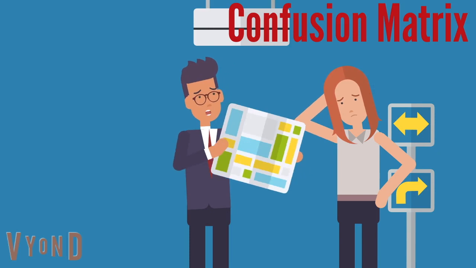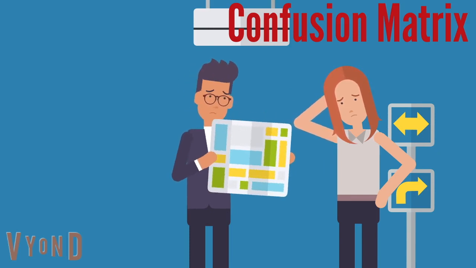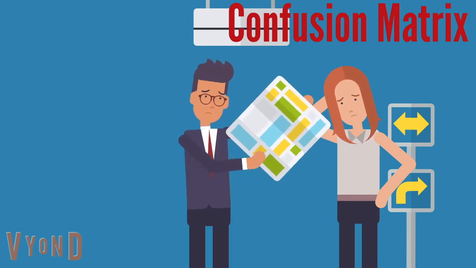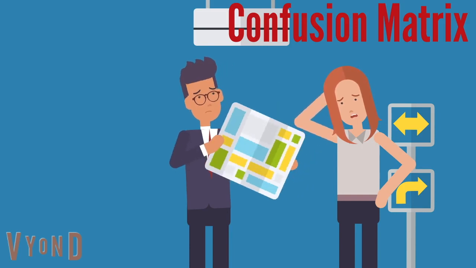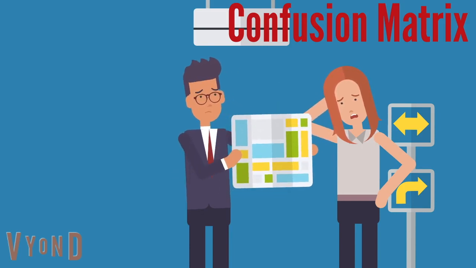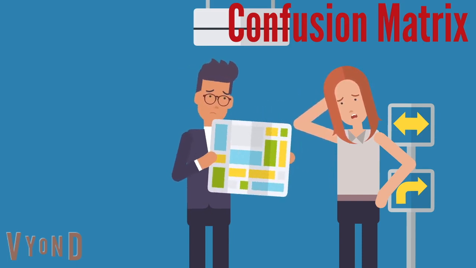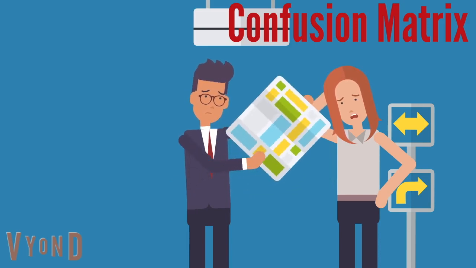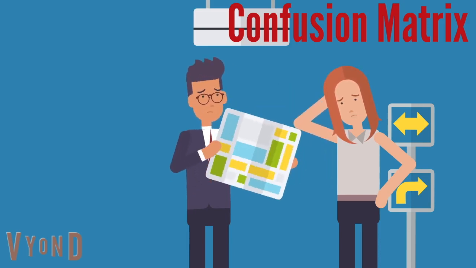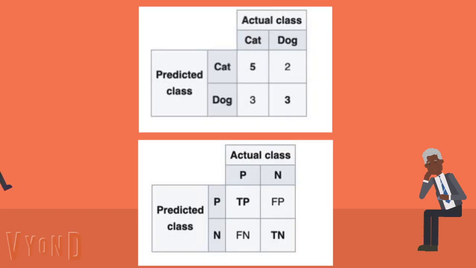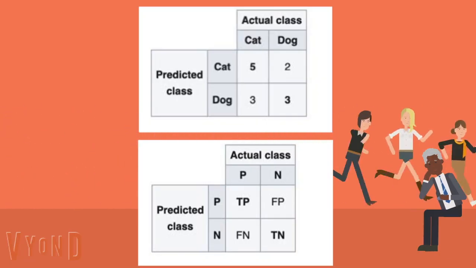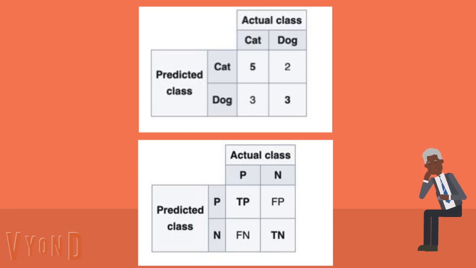Confusion matrix. What is a confusion matrix? In machine learning, and specifically the problem of statistical classification, a confusion matrix, also known as an error matrix, is a specific table layout that allows visualization of the performance of an algorithm, typically a supervised learning one. In this confusion matrix, of the 8 cat pictures, the system judged that 3 were dogs, and of the 5 dog pictures, it predicted that 2 were cats.